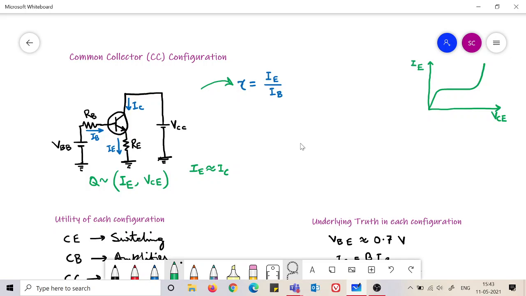I am telling this to you, you should do this on pen and paper after the class or at the end of the day. Try to solve this by assuming some values of RB, RE, VBB and VCC. Assume on your own. I don't need to give you values. You can do it on your own.